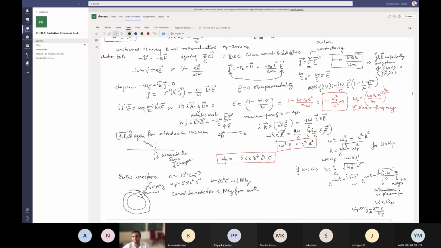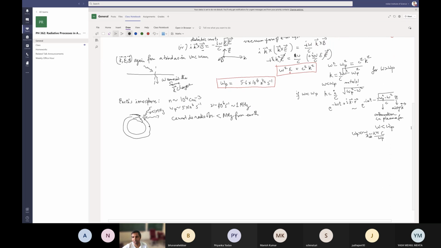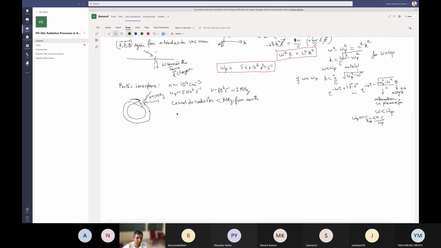So now I have a question. We know this is the surface of the Earth. We know that there are layers of the ionosphere which have certain density as a function of height. I want to know this electron number density as a function of height. I want to know N e as a function of z. How would I do that? Can someone suggest?